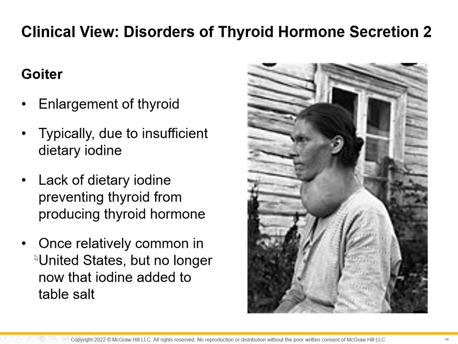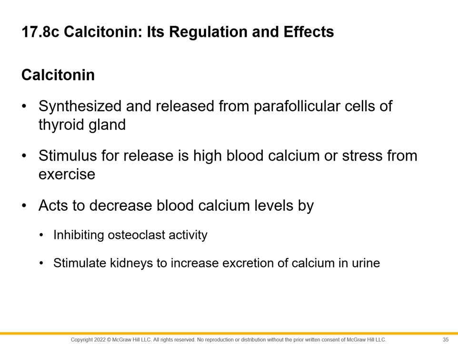And then another condition, you can have a goiter. A goiter is a large increase in the neck in terms of the size of the thyroid gland, typically due to insufficient dietary iodine. But again, in developed countries, it is typically not a major concern.